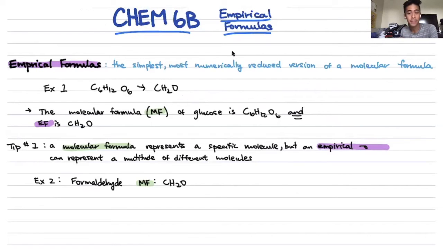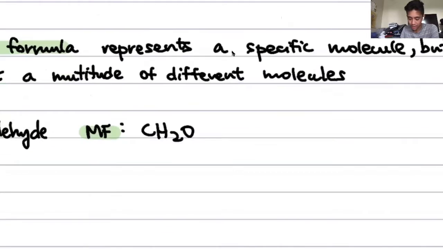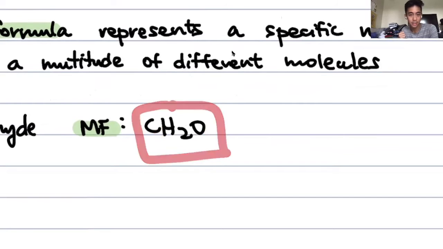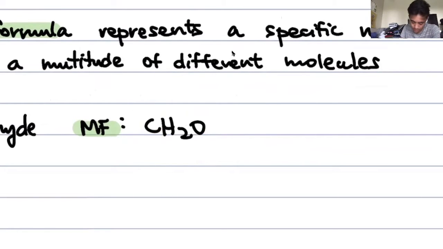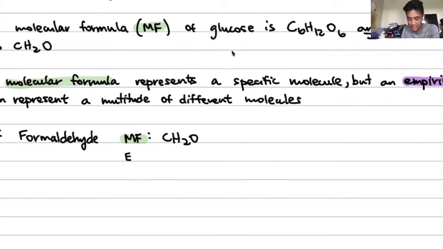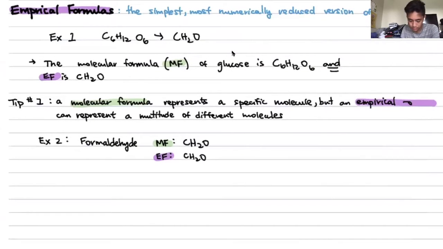Notice how in this example, CH2O cannot be reduced any further numerically. I can't divide each one of these by 2 because there's a 1 here and a 1 here. So this is the simplest I can get. Therefore, because this is the simplest ratio between the C, the H, and the O, my empirical formula would also be CH2O. So empirical formulas are purple. Cool.